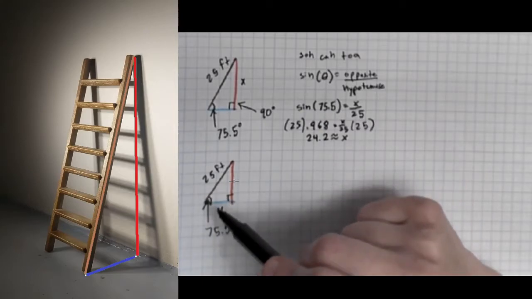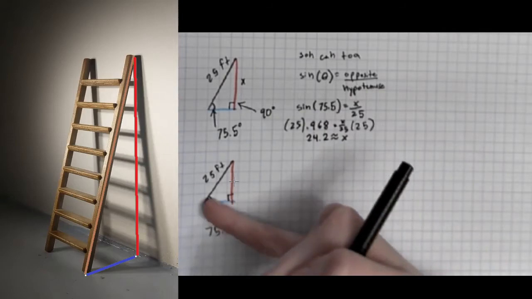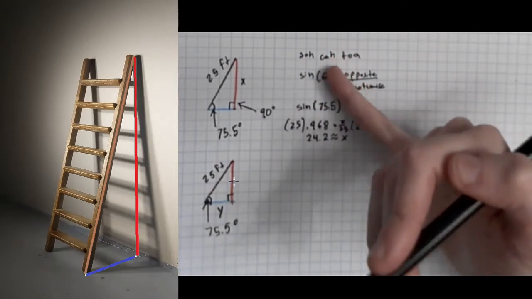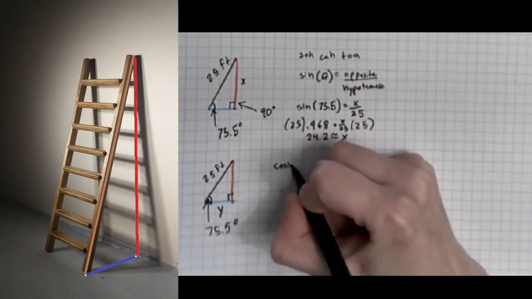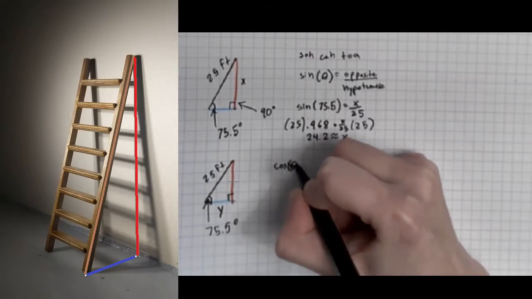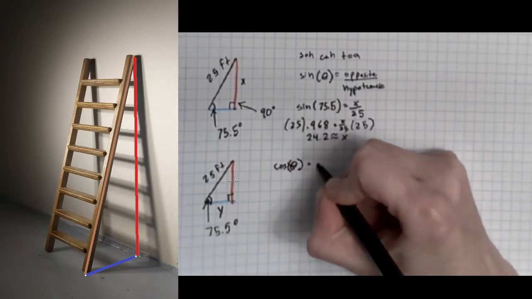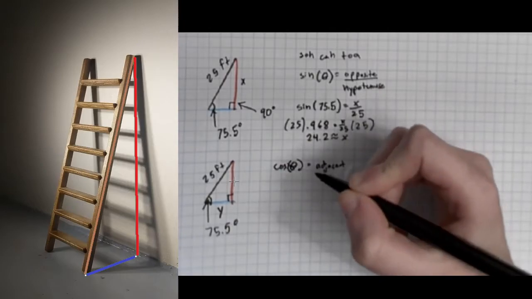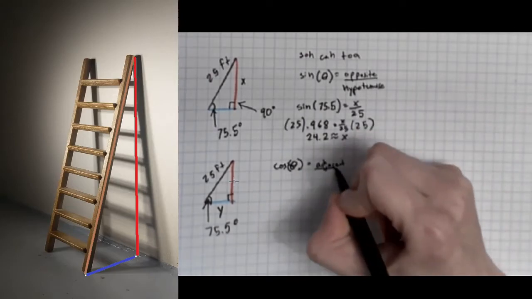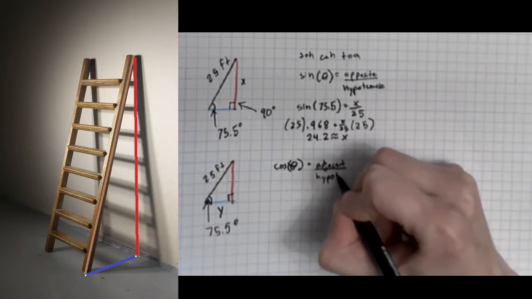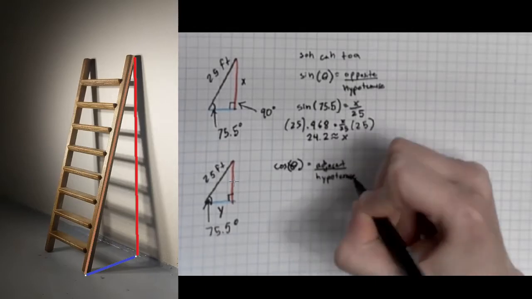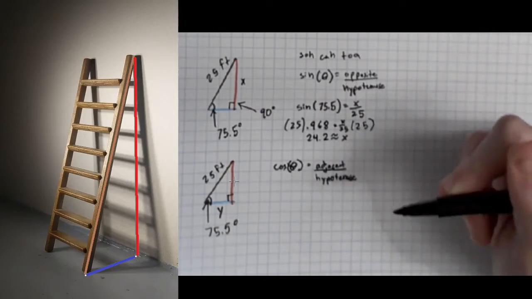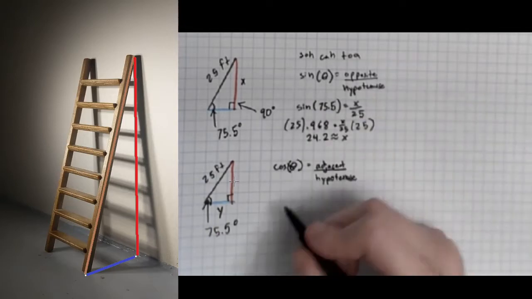What would be helpful for us would be adjacent over hypotenuse, which is cosine. So cosine of theta is adjacent over hypotenuse. I don't know if I spelled that wrong, but that's okay. All right, so adjacent over hypotenuse, we're going to plug it in.